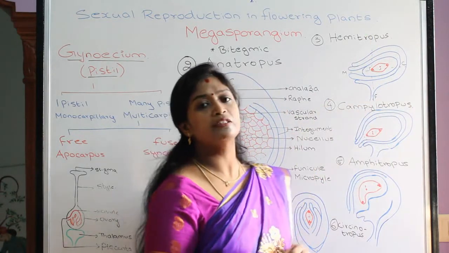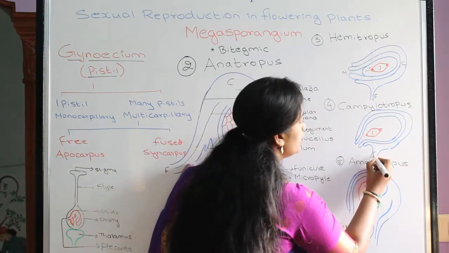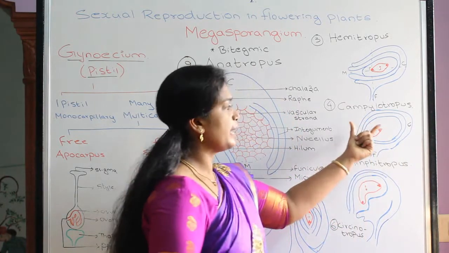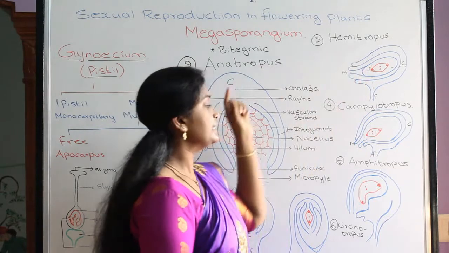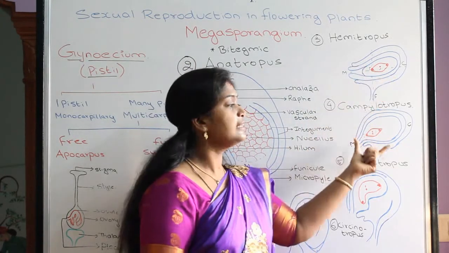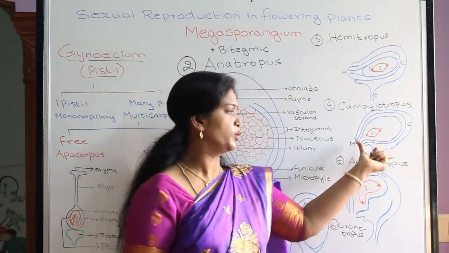The fourth type is called the campylotropous ovule, where we have the funicle here, we have chalaza and the micropyle. It is a type of ovule which comes in between the anatropous and the hemitropous. It is neither inverted nor at the right angle. It is at the angular position, hence we call it the angular ovule.